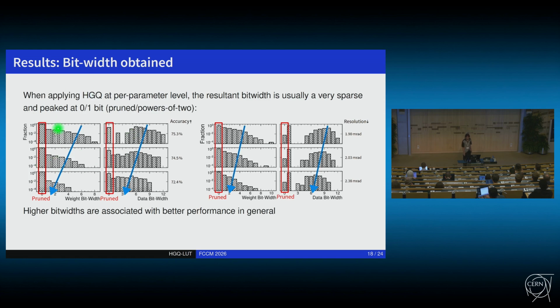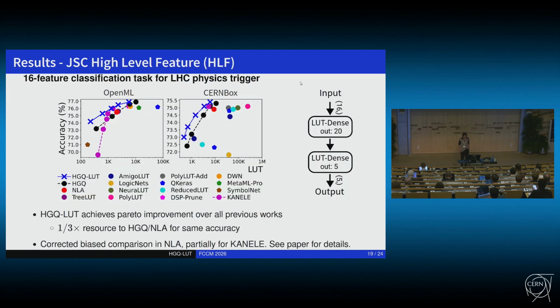This one is a jet classifier. This one is a bigger jet classifier. This one is a muon tracker, or the track regressor. And with this method, we dominate the Pareto front on the conventional jet tagging baseline.